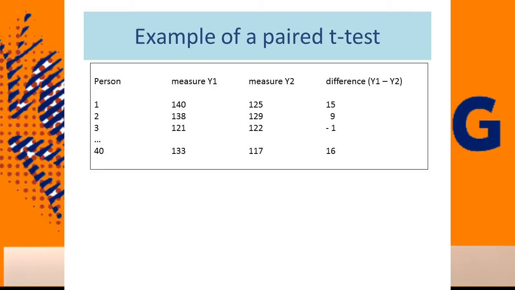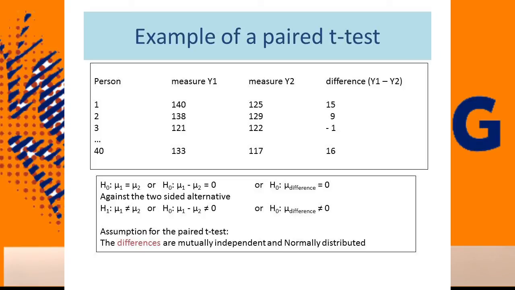We expect that the intervention will have an effect on the systolic blood pressure. The null hypothesis states that there is no effect: μ1 equals μ2. Or, equivalently, the difference between the means is 0. This is also equivalent to the null hypothesis that the mean of the individual differences equals 0. We will test this null hypothesis against the two-sided alternative.